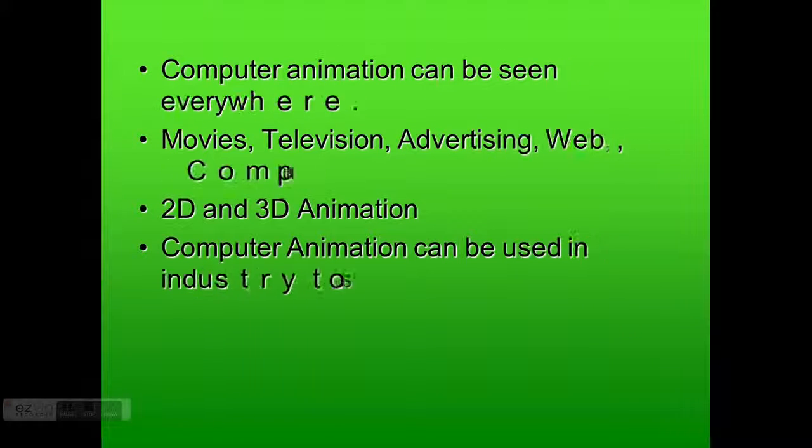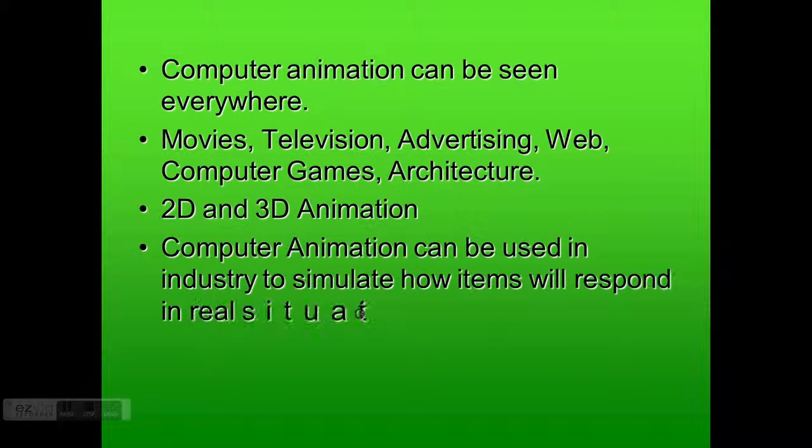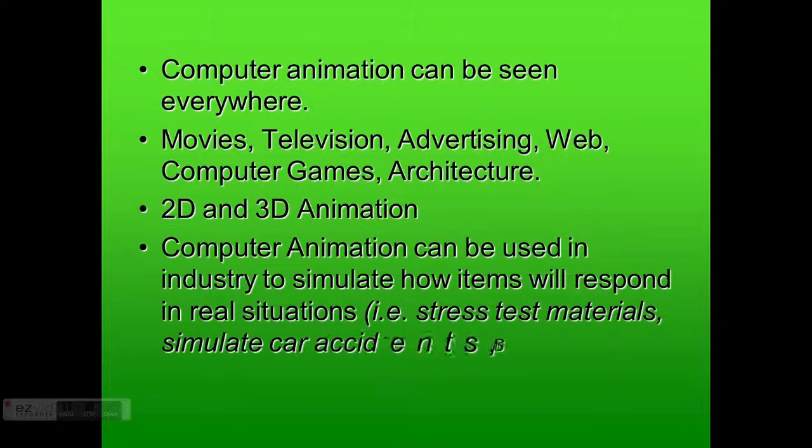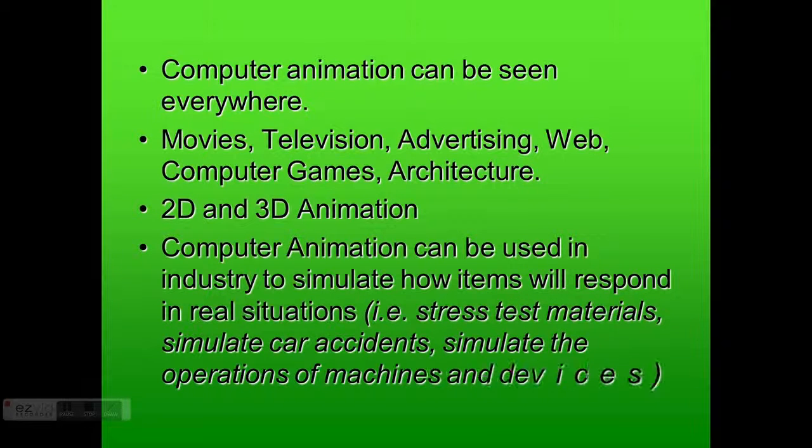So, what is computer animation? Where do you see it? Computer animation can be seen just about everywhere these days. You see it in movies, television, advertising, and on the internet. You see it used extensively in computer games, whether they're two-dimensional games on your iPhone or Android phone, or Xbox games, mostly in the form of 3D animation. You see it in architecture. We do a lot of architectural simulations these days. Animation comes in the form of two-dimensional and three-dimensional.